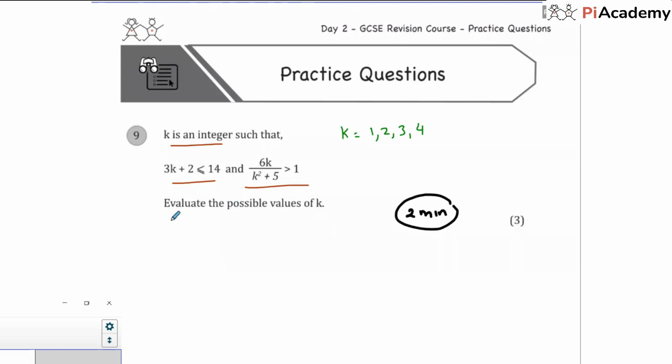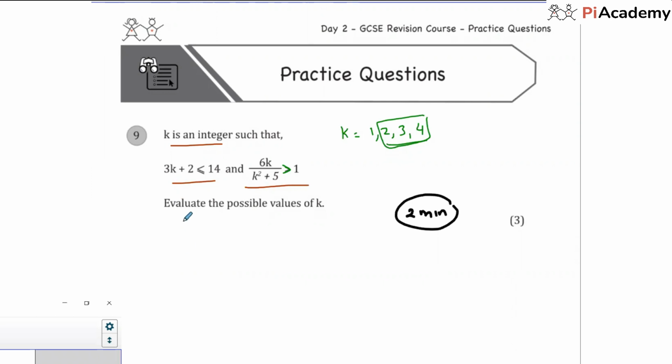Okay, so let's do it together. I got 2, 3, 4. You got 2, 3, 4. I agree with Mohammed, sir. Yes, Muhammad, can you explain to us? Because the inequality doesn't say it's equal to 1. After you factorize the second inequality, k is greater than 1 or less than 5. Can you explain the whole thing? How did you do it, Mohammed?